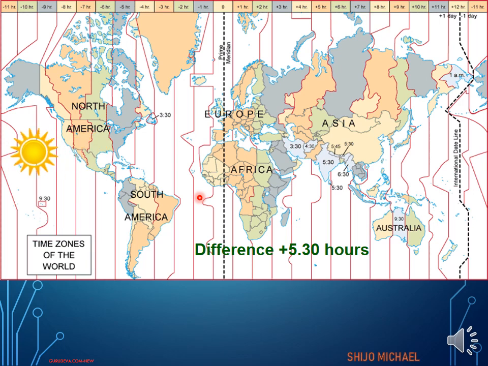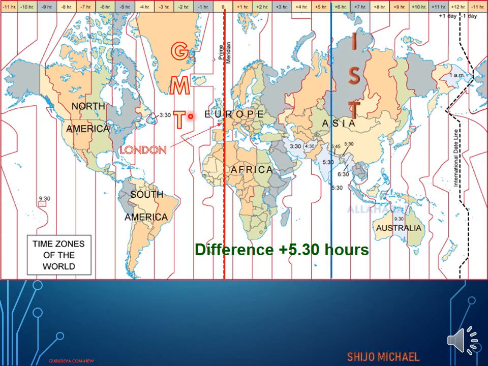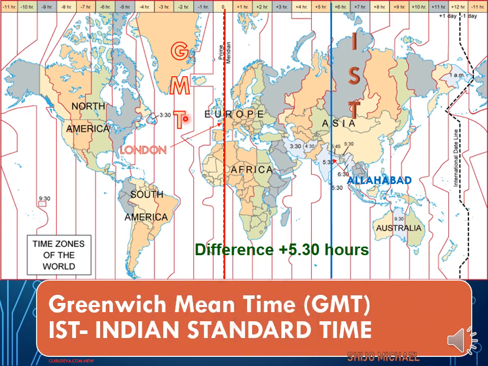Now let us talk about the time zones. Here the time is calculated on the basis of longitude. This is the 0 degree longitude, and that is known as Greenwich Mean Time. After that, you can see this is India's time zone, that is 82.5 degree eastern longitude, which is considered as the Indian Standard Time, IST. The difference between these two is 5 hours 30 minutes.